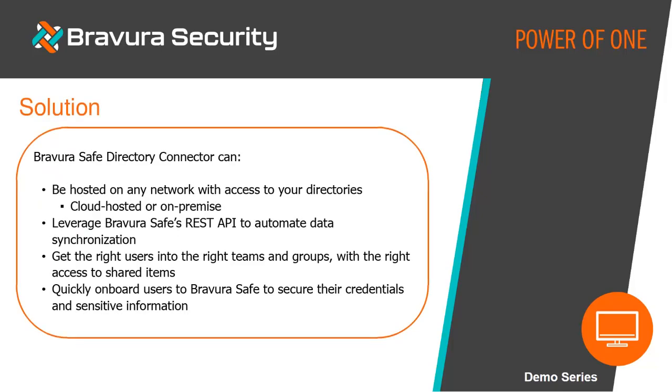Using Bravura Safe Directory Connector, team owners and administrators can access an easy-to-use Linux-centric solution that can be hosted on any network with access to your identity provider directories. Quickly configure a directory connector to list specified users from cloud-hosted or on-premise directories. Leverage Bravura Safe's REST API to automate sending of invitations and to make any team or group membership changes. Get the right sets of users into the right teams and groups with the right access to shared items. And get users of all types using Bravura Safe right away to secure their credentials and sensitive information.